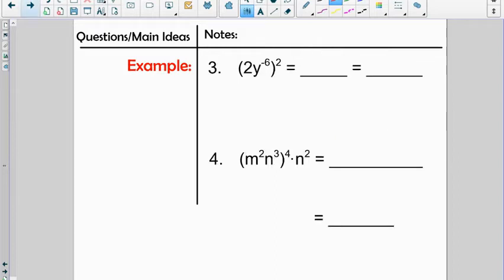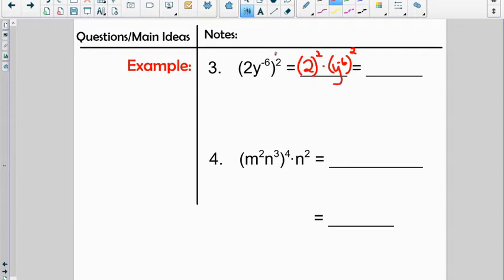In number 3, it gets a little more advanced this time. We're going to have to start bringing in some of the other properties with the power of a power property. So in number 3, what we have is the product 2 times y to the negative 6th power, all squared. Now, before we just multiply those exponents together, we have to realize that what's being raised to the 2nd power is another product. So we have to think of it as 2 times y to the negative 6th power, and each part of that needs to be squared. So the 2 is going to be squared, and the y's are going to be squared.